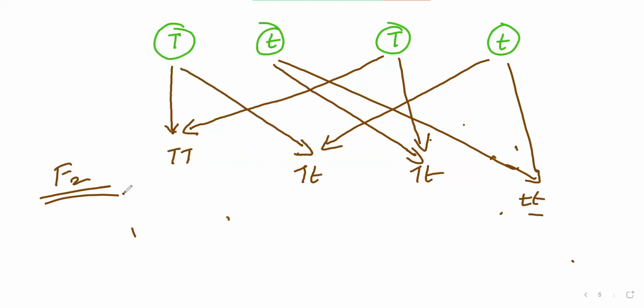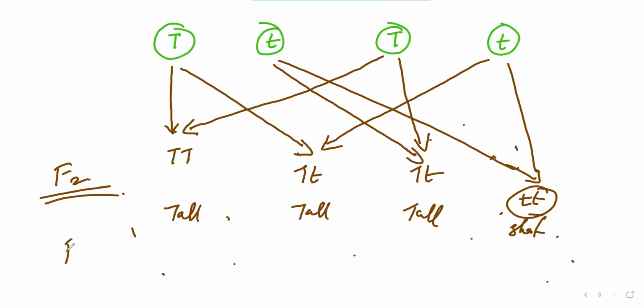after combining both. So here, if you see, capital TT means tall. One capital T, one small t means again tall. Again the same. Whereas over here, if you see, two are small, so it will be short or dwarf. So this is your second filial generation.